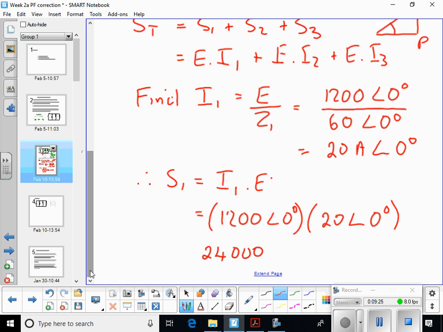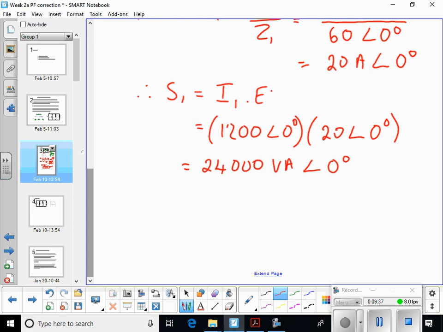And the units of S are volt amperes, VA, angle 0 degrees. And with something that big, we'd probably go 24 kVA, angle 0 degrees. So that's the first one.